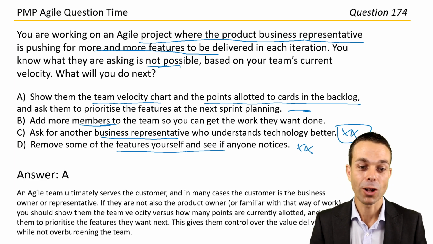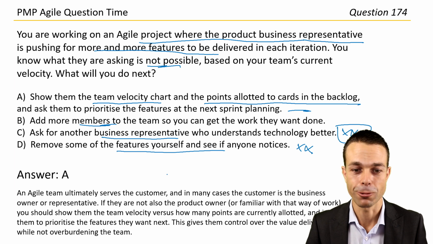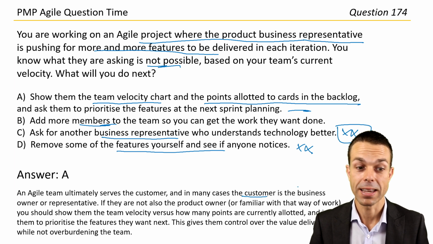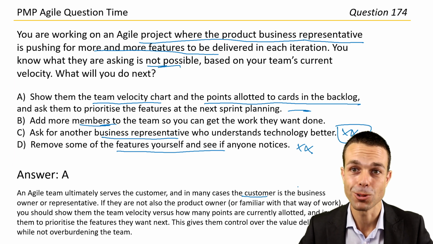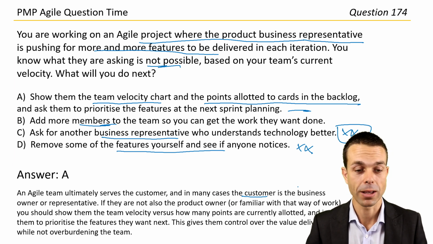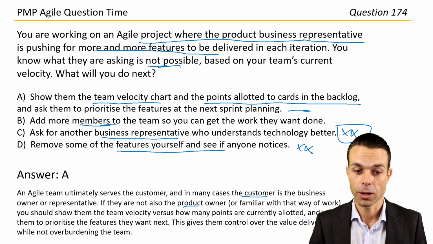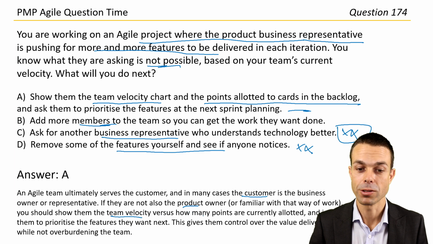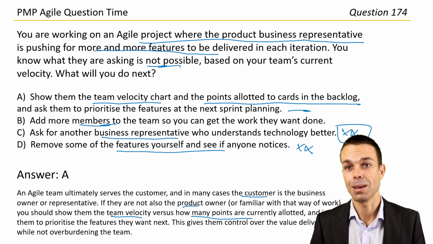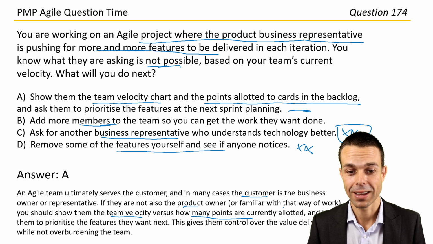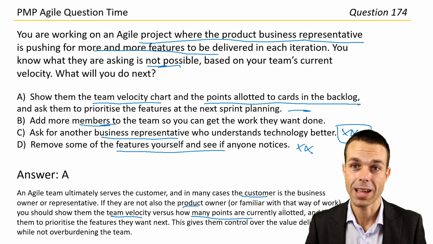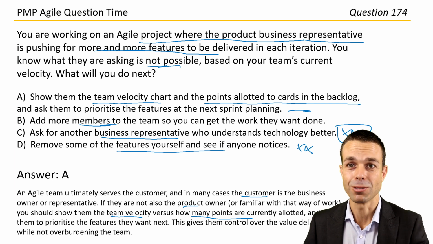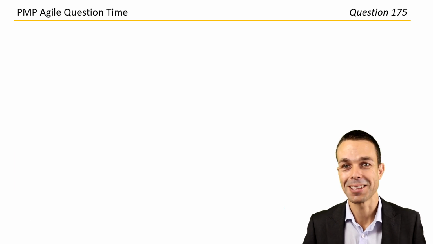An Agile team ultimately serves the customer, exactly right. And in many cases, the customer is the business, or the business owner, or the representative who we're delivering value to. So who are we delivering this value to? If they're not also the product owner and familiar with that way of work, then you should show them the team velocity versus how many points are allotted and ask them to prioritize based on that. And this gives them control and makes everyone feel a lot better about what's happening. So I think it's a wonderful way to do it. As we've seen, great question, that one. Let's get into the next one.